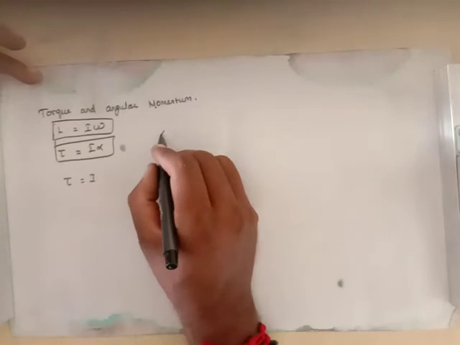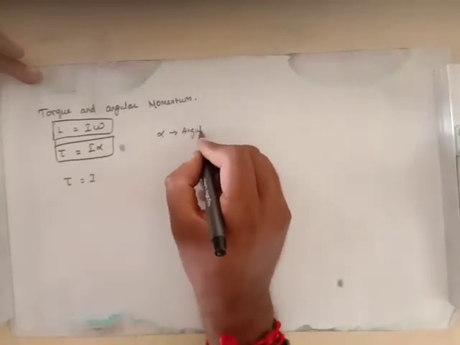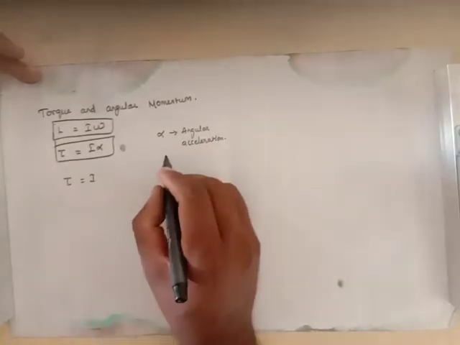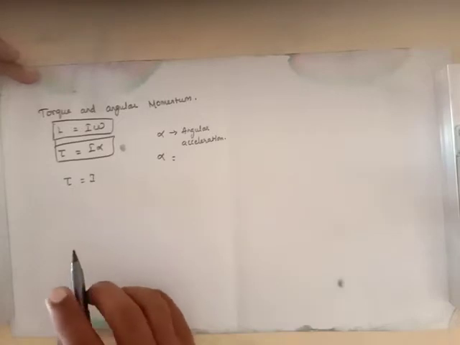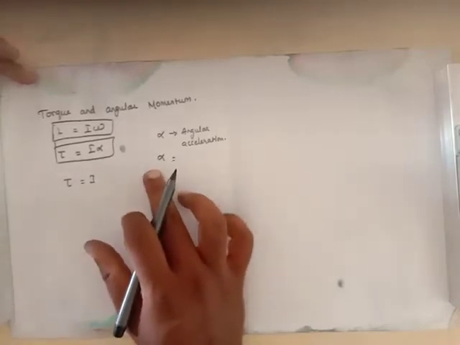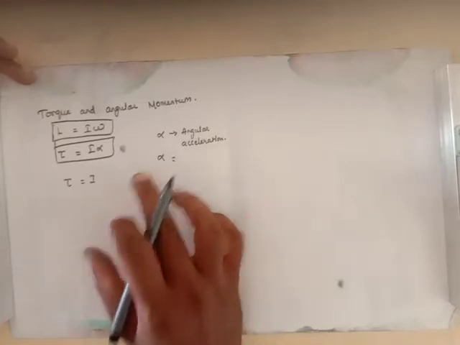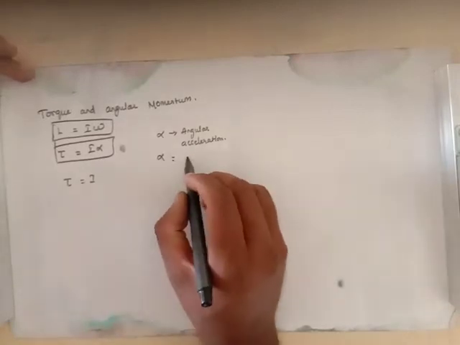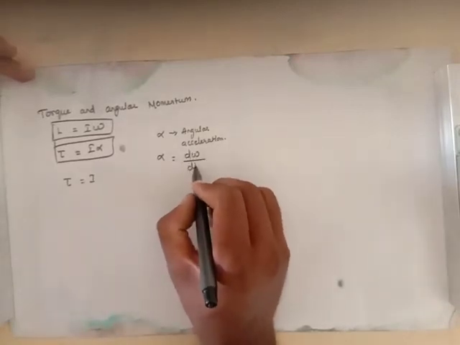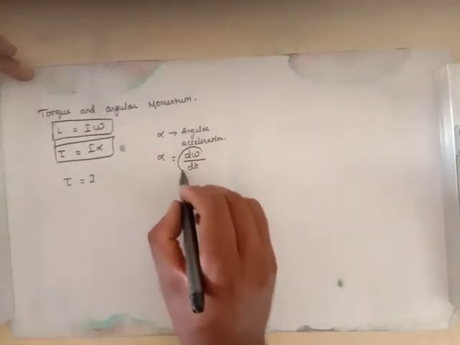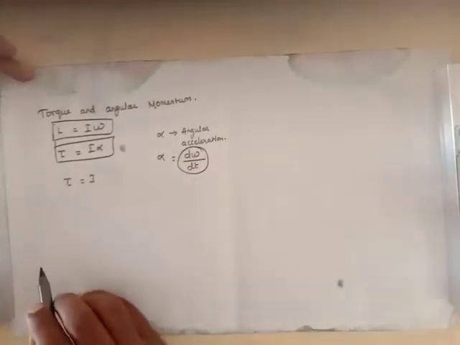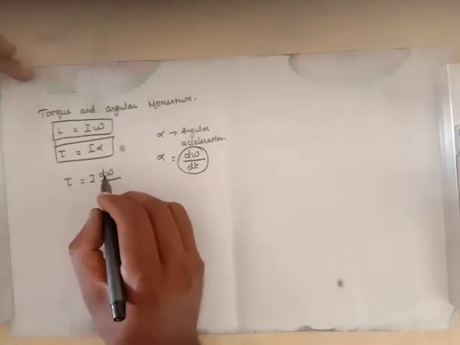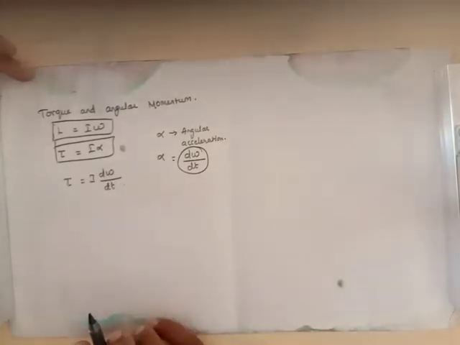What is the meaning of alpha? Alpha is the angular acceleration. So what is the value of the angular acceleration? The rate of change of angular velocity is called angular acceleration. So we can write alpha is equal to d omega divided by dt. Substituting this in the equation, we can write tau is equal to I into d omega divided by dt.